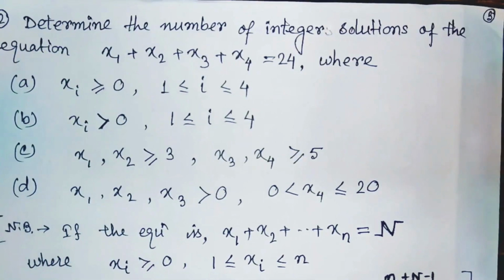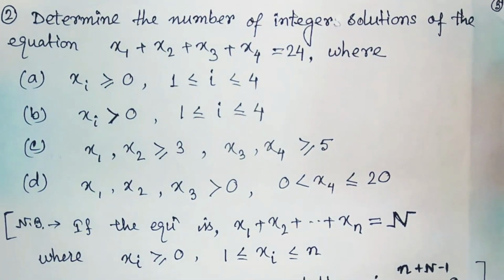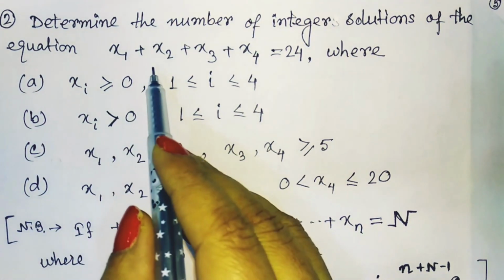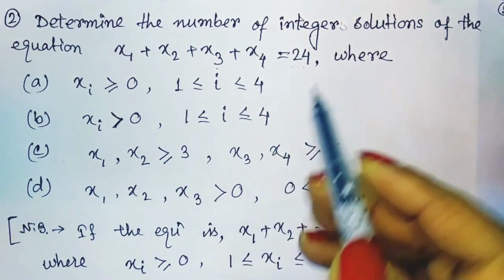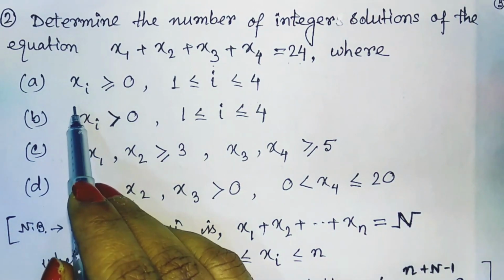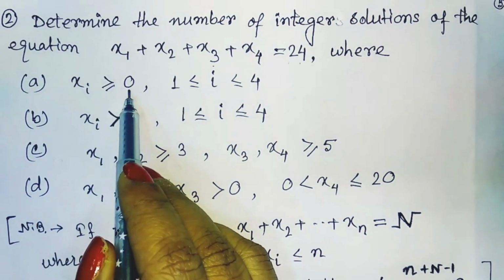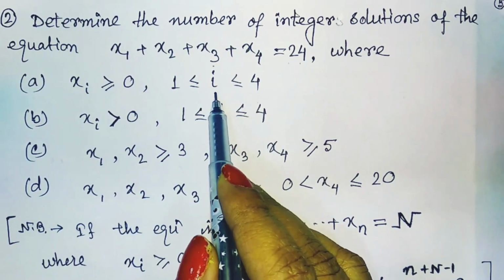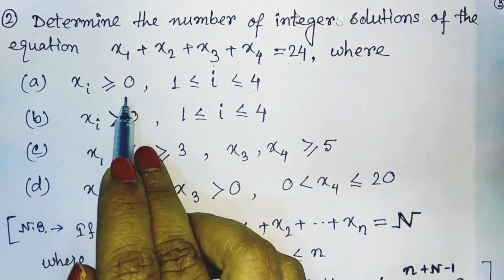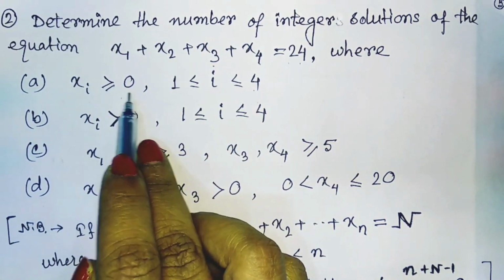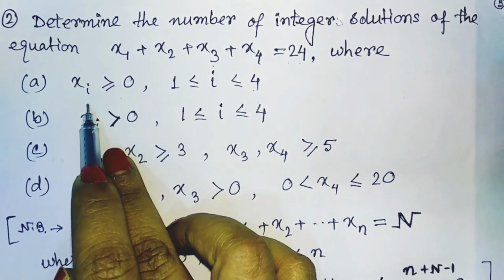Now, another question, which is a very important question from this section. So the question is, determine the number of integer solutions of the equation x1 plus x2 plus x3 plus x4 is equal to 24, where the first condition is given: xi is greater than or equal to 0, where i is from 1 to 4. That means x1 greater than or equal to 0, x2 greater than or equal to 0, x3 greater than or equal to 0 and x4 also greater than or equal to 0.